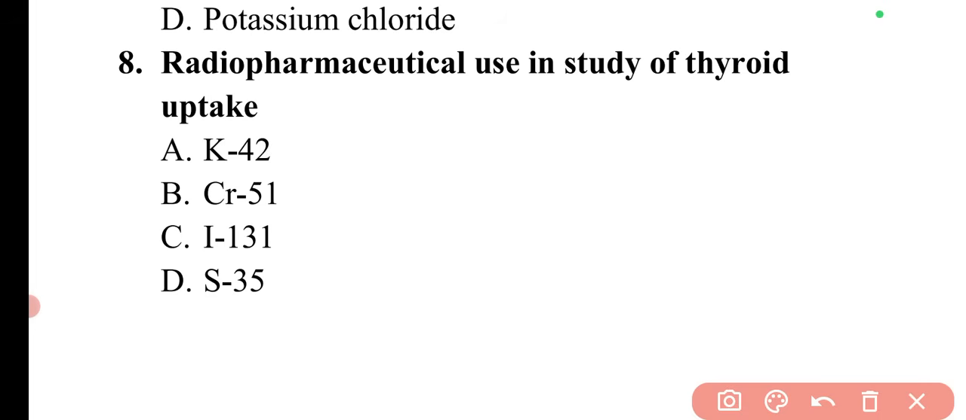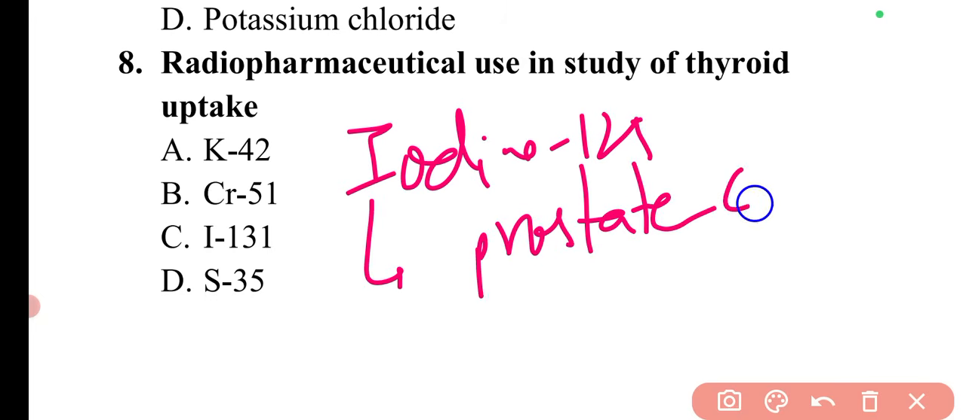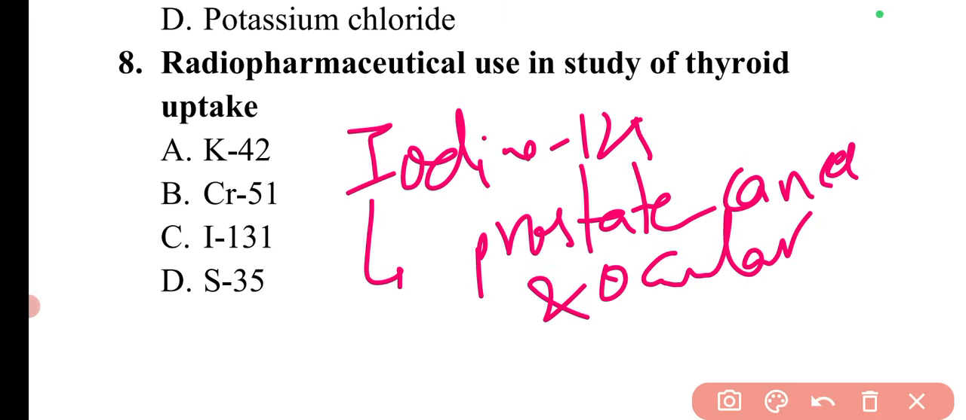Then if I talk about iodine 125, it is used in the treatment of prostate cancer and ocular cancer. So these are the different things that you need to remember.